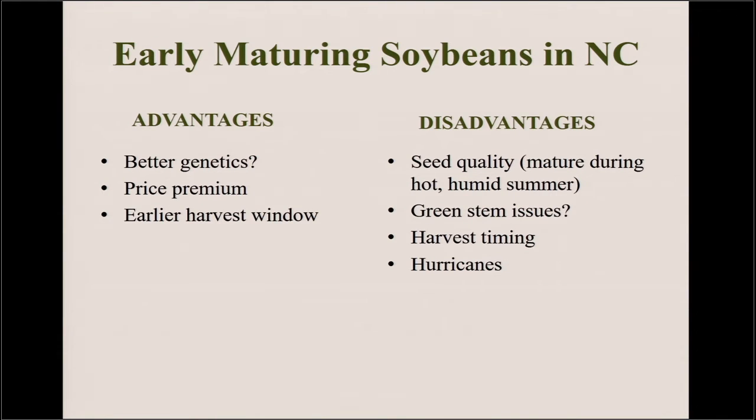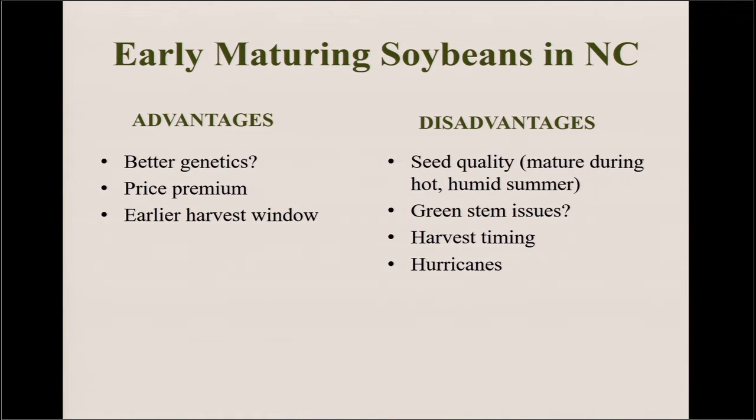So what are some of those advantages? Are the genetics better? If you think about where the majority of the indeterminate maturity group 3 and 4 soybeans are grown in the United States, it's up in Iowa, Illinois, Indiana, places that produce a lot of soybeans. And if I was a soybean breeder, I would be very invested in my genetics for those maturity groups being excellent. We have growers in North Carolina that can get a price premium for early soybean delivery, which is facilitated by the earlier harvest of these early maturing soybeans.